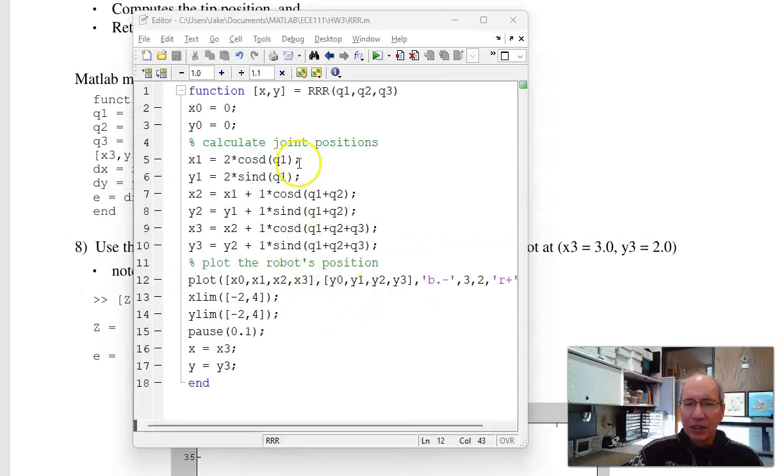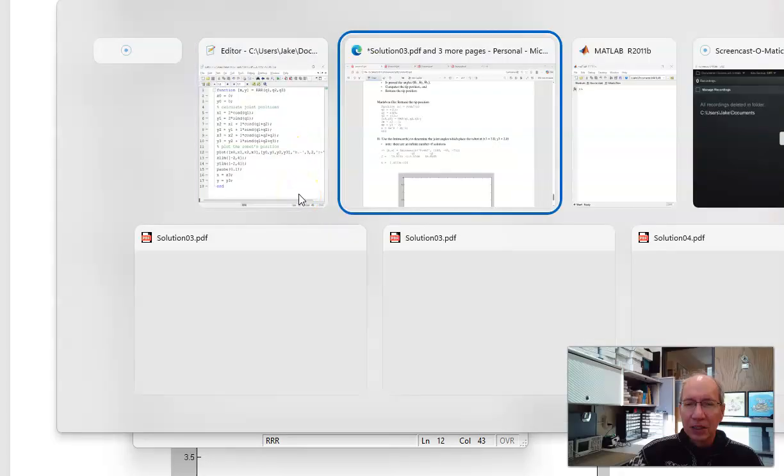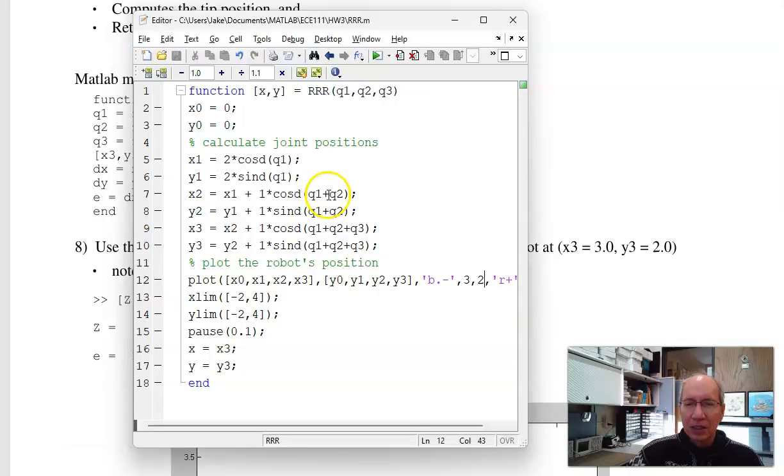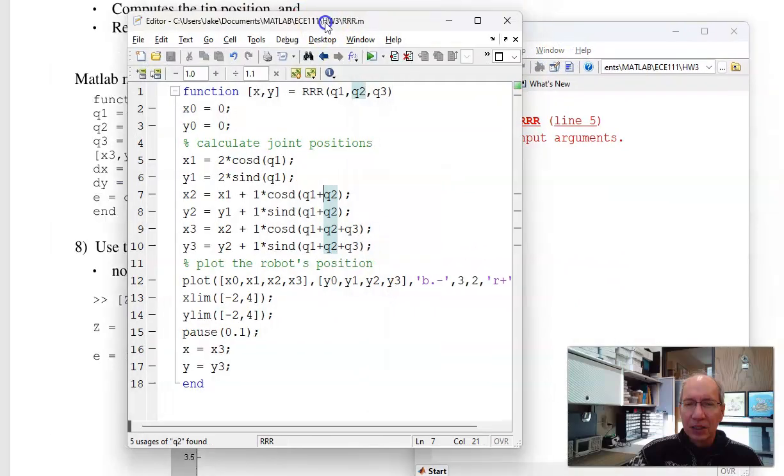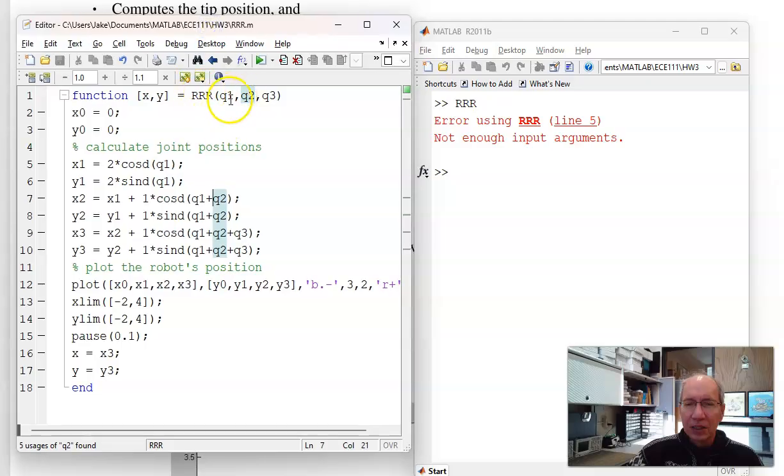So for example, here's the RRR subroutine in Matlab. I did it in degrees, so I didn't have to convert. Same idea though. Once I have that, I can save it. If I try to run it, I'll get an error. You cannot run subroutines. The problem is when I try to run it, it doesn't know what theta 1, theta 2, theta 3 are. I can call it though.